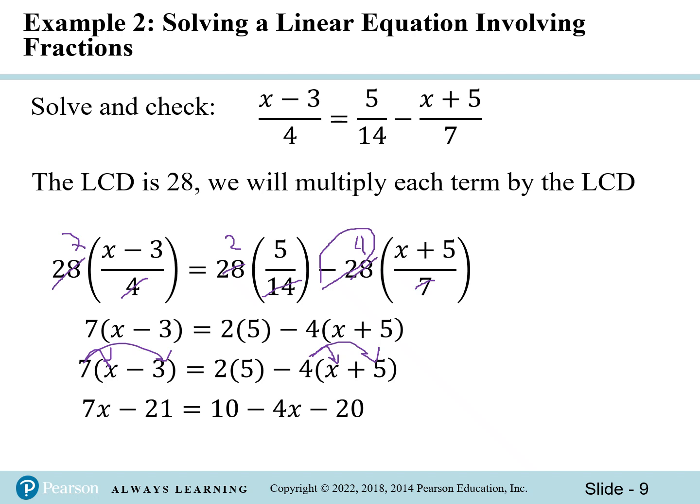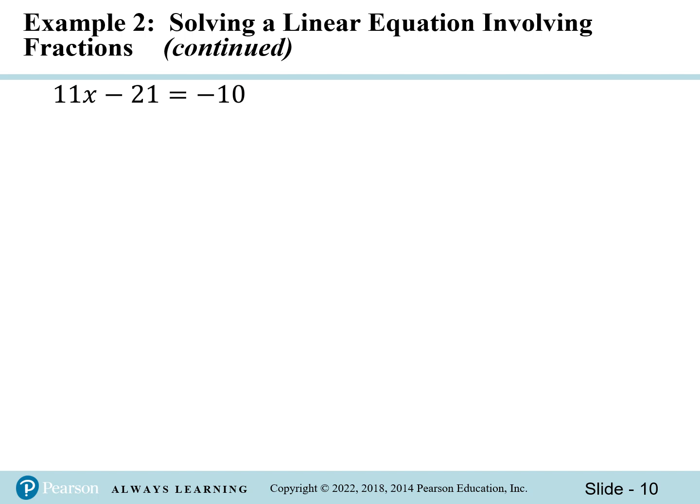Now I need to combine my like terms, so I have a 10 and a negative 20. So I'll have 7x minus 21 equals negative 4x minus 10. My next step is to get the variables to one side, the constants to the other. So I'm going to add 4x to both sides. So there's a plus 4x going here and a plus 4x going over here. And when I do that, I'll end up with 11x minus 21 equals negative 10.